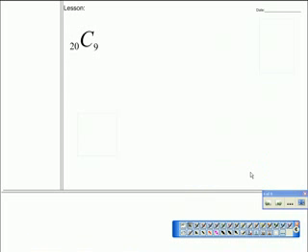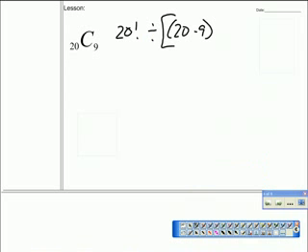In order to do this one on the calculator, you need to be able to do 20 factorial divided by, then you need to have the brackets, and inside that the parentheses, 20 minus 9 factorial times 9 factorial, and then close the brackets. And guess what? These calculators aren't advanced enough.